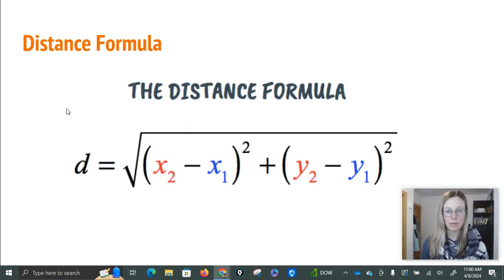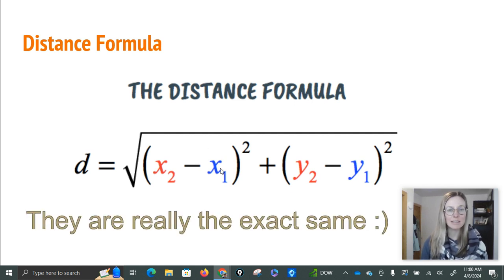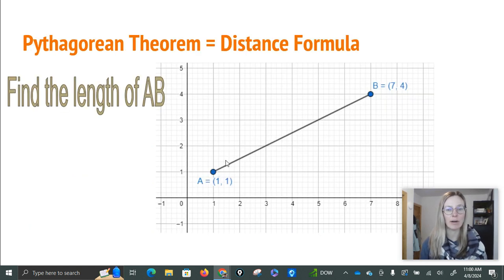The distance formula, however, is a little bit more complicated. We have the square root business. We have x2s and x1s being subtracted. So I wanted to prove to you that these are really the exact same thing. So let's look at an example to help me prove that to you. I'm going to start with a line segment AB. So I can see that it starts at a point A, ends at a point B. Our job is to find the length or the distance between A and B.